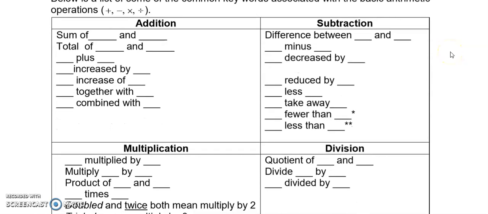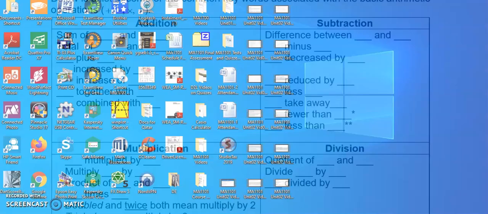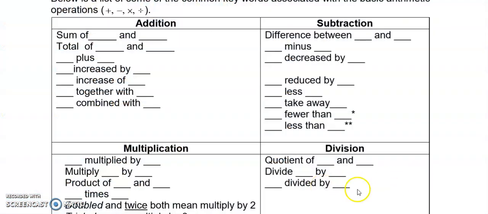Some terms that can mean addition, that can mean add, would be words such as sum. That's a big one for addition. Total of blank and blank. Some of these are pretty obvious. If you see the word plus, obviously that refers to addition. Increased by or an increase of means addition. Something together with something, or something combined with something, also refers to addition.